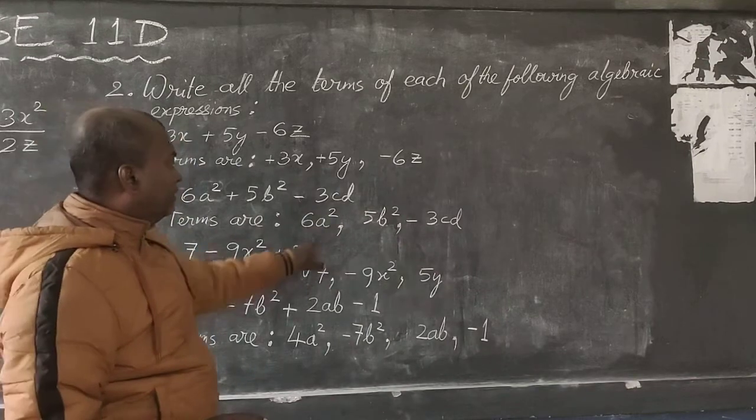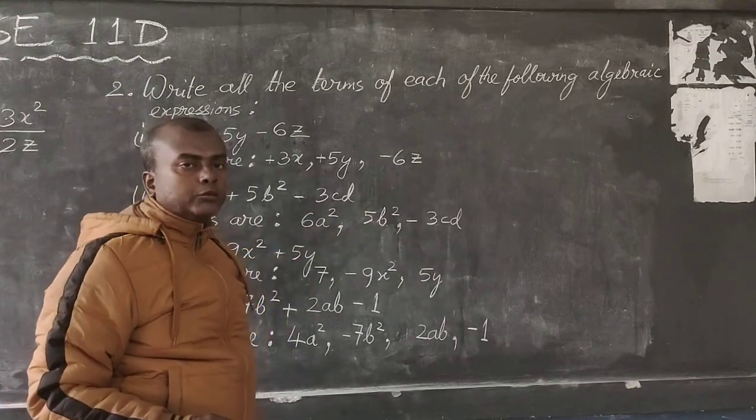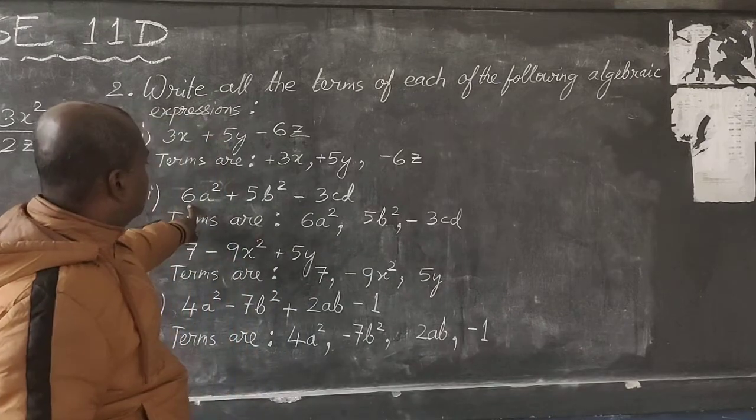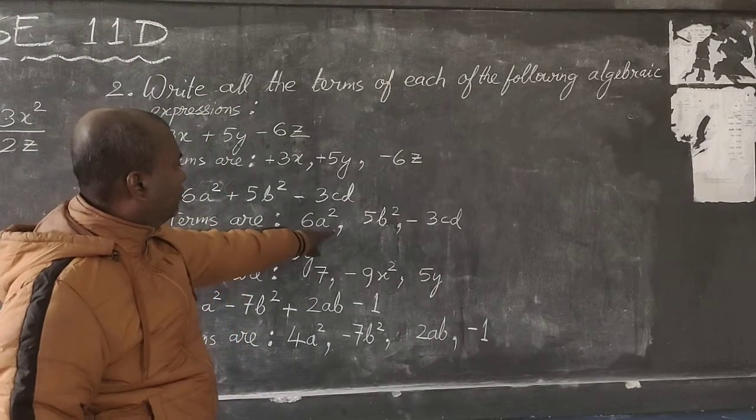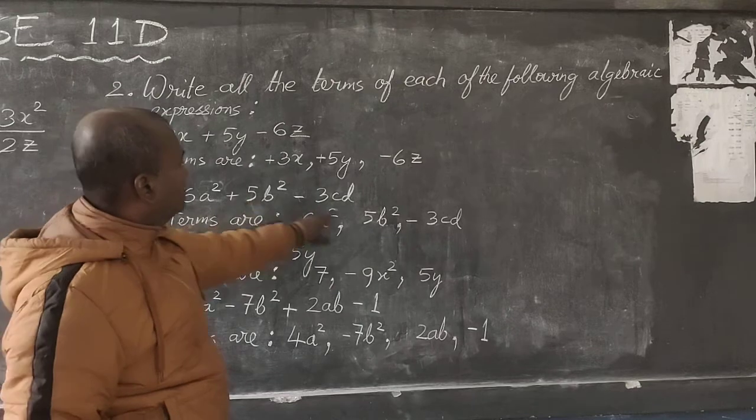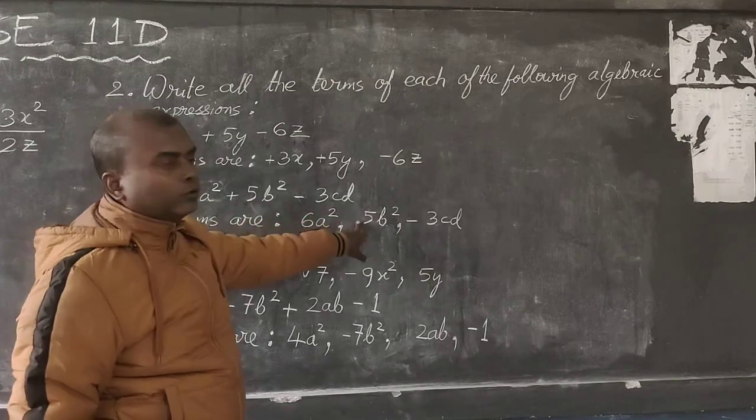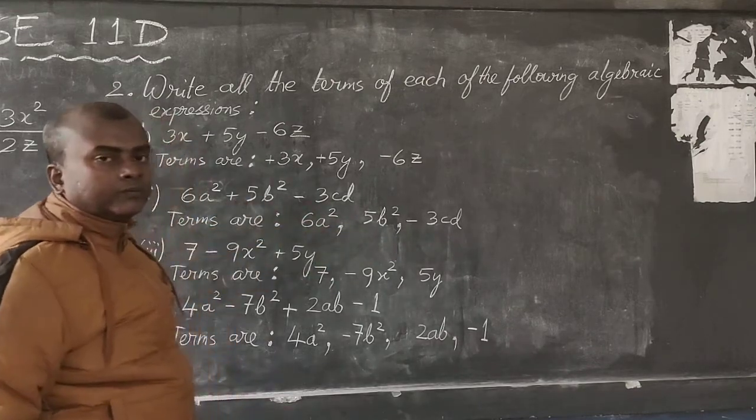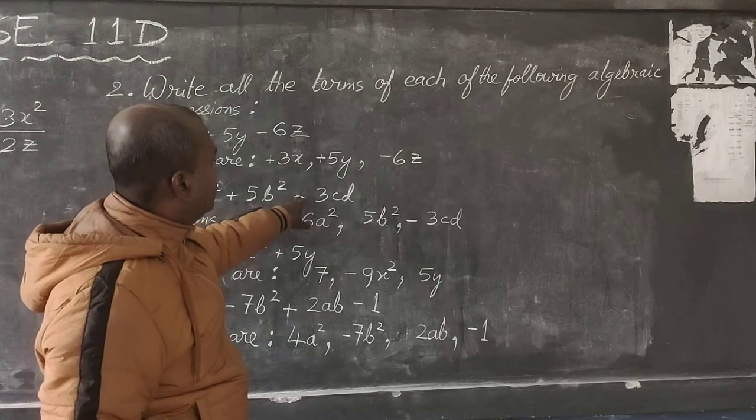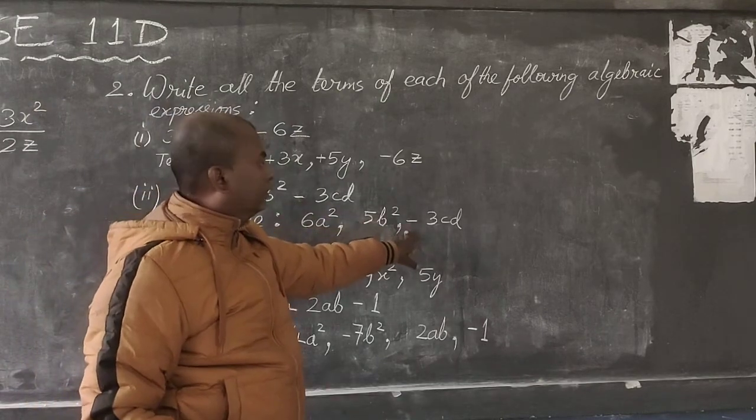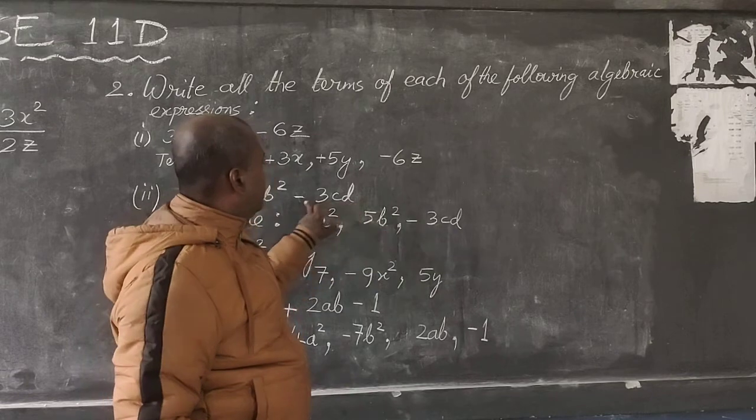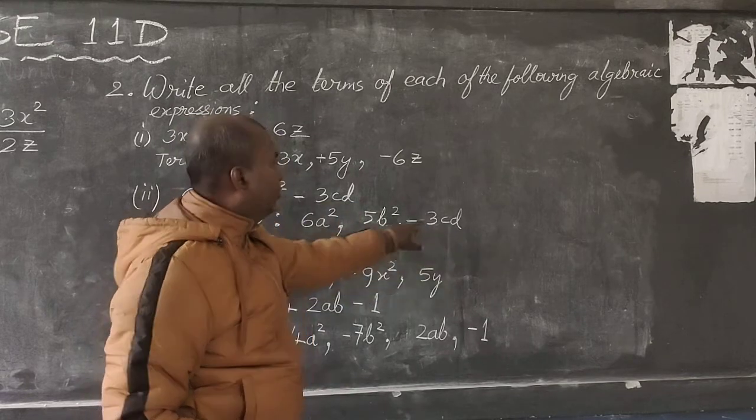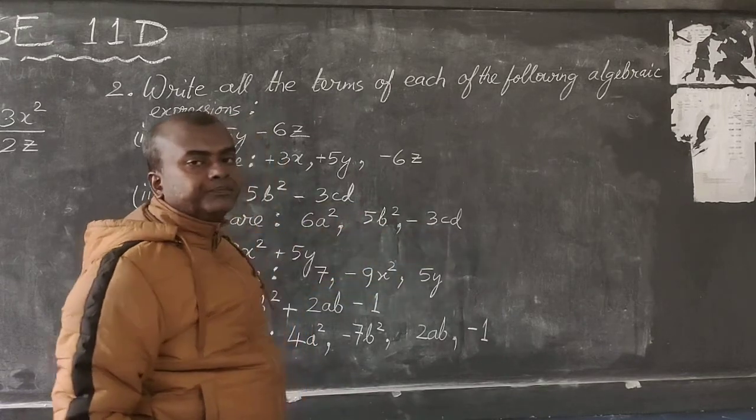So here are the terms written separated. Please keep in mind, please put commas in between the terms. So we have the term 6a square, comma. The next term is 5b square. By default, no sign is plus. Okay. Then minus 3cd. Here minus is there, so we have to write a minus sign. So minus 3cd. All are separated from each other by comma.